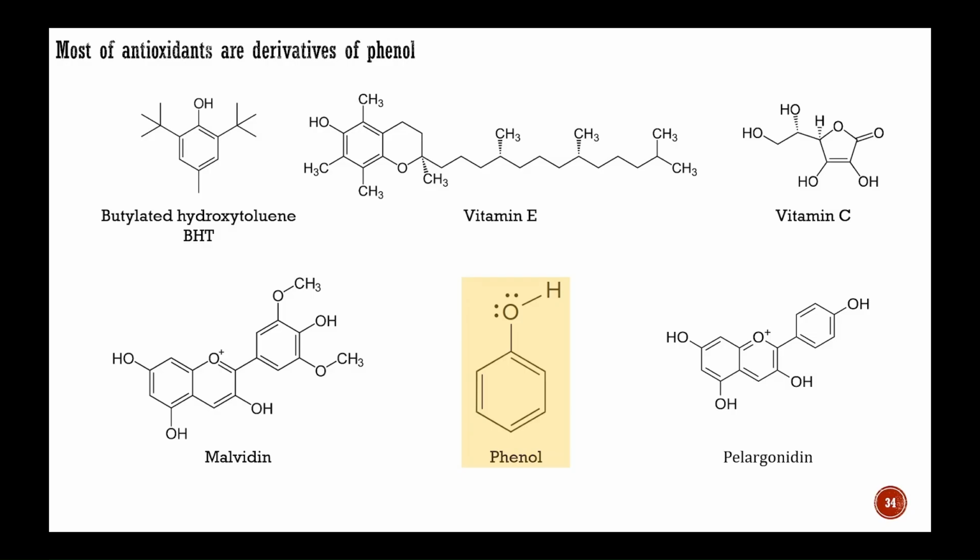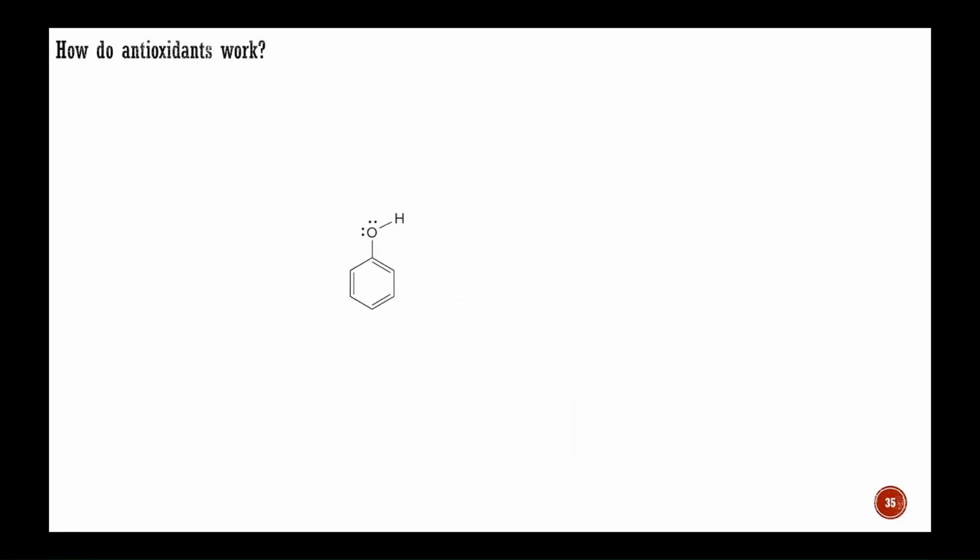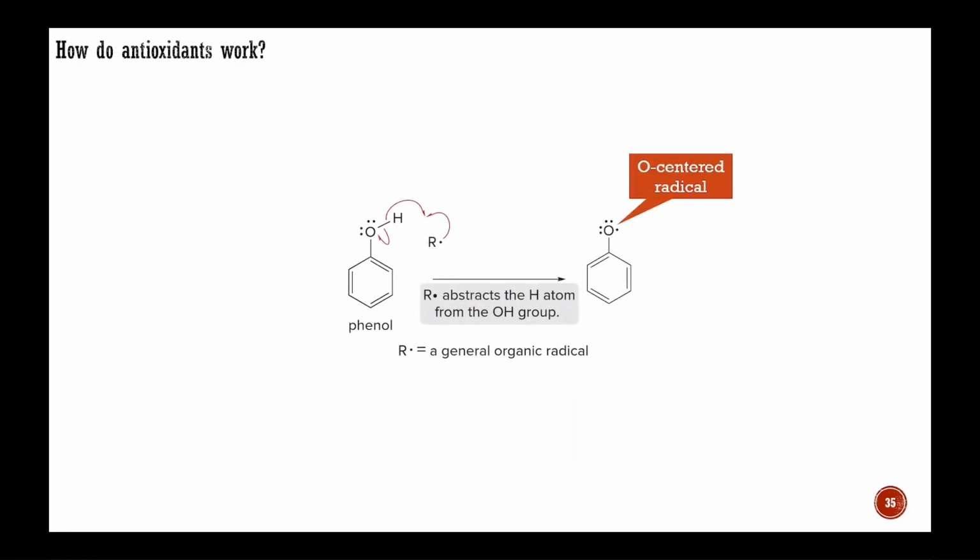At this point, you may rightfully ask, how do they trap radicals? Well, both vitamin E and BHD are derivatives of the aromatic compound phenol, and they use the hydroxyl group bonded to the benzene ring to trap radicals. If we represent a generalized radical as R with a dot symbolizing the unpaired electron, we can depict the neutralization of the radical as shown here.